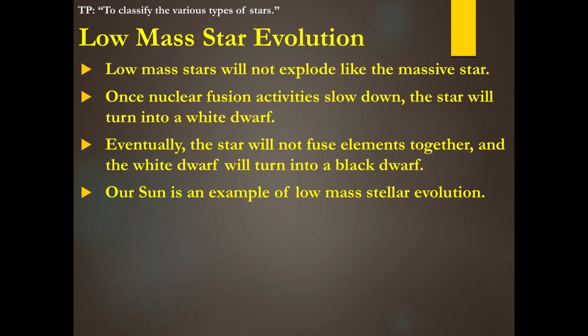All right, low mass star evolution. Low mass stars like our sun, anything smaller, like on page 15, Barnard's star. These low mass stars will not explode, so no supernovas are happening. Next one. Once nuclear fusion activities slow down, the star will eventually turn into a white dwarf. And eventually, once all the energy is used up, the star will not fuse elements together, and the white dwarf will turn into a black dwarf. So no radiation is given off now; it's dead. So our sun is an example of low mass stellar evolution.